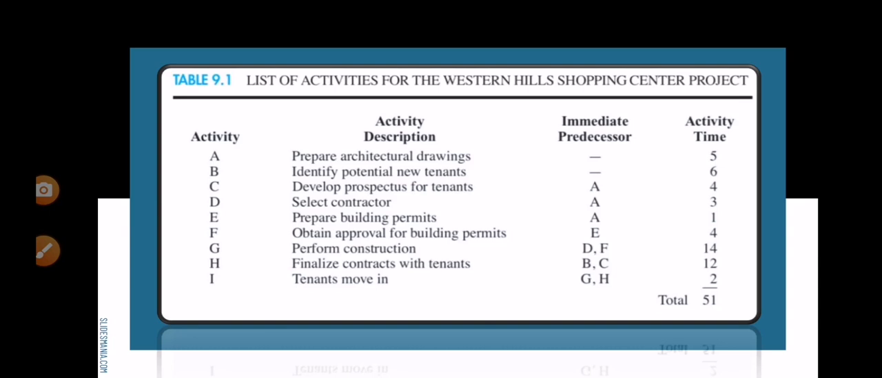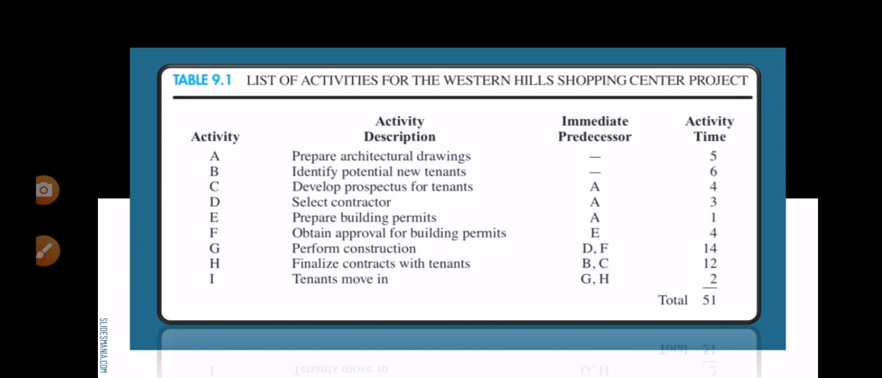So here in immediate predecessor, activities A and B can start immediately, so they have no other activity they depend on. For activities C, D and E, activity A must be completed before they can start.